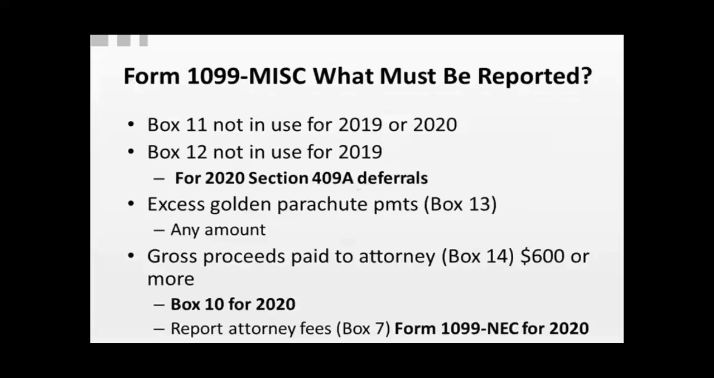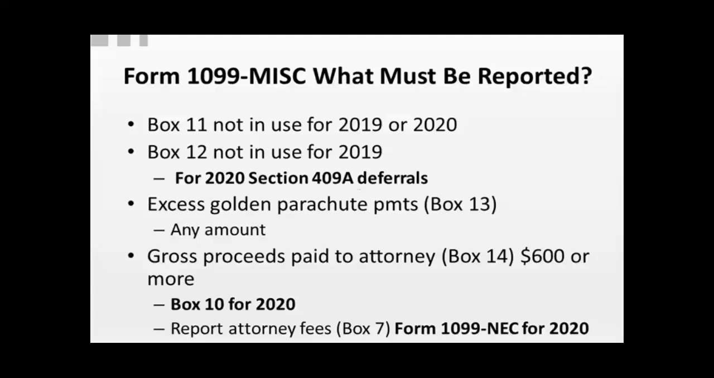Box 12 is brought back in for use in 2019, and this is going to be for reporting the Section 409A deferrals, which previously were reported in Box 15A, I believe. We'll see that in a moment. Excess golden parachute payments are still in Box 13. That's any amount. Gross proceeds paid to an attorney of $600 or more is in Box 14. Box 14 is being reassigned for 2020, so it's Box 10 for 2020 that is going to have that gross proceeds paid to the attorney.